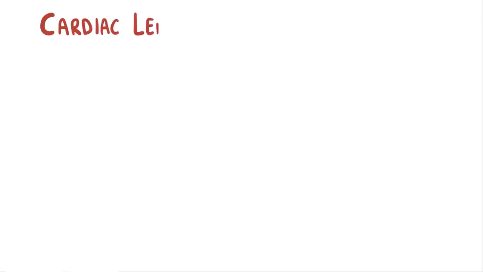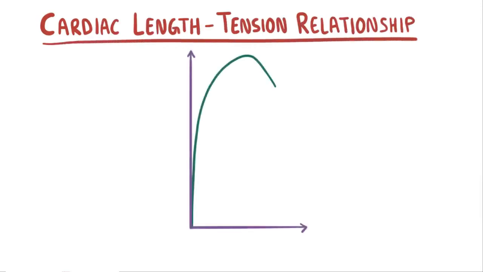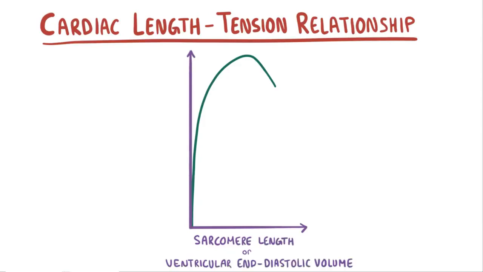This relationship is known as the cardiac length-tension relationship, and it can be shown by this graph, with the sarcomere length or the ventricular end diastolic volume on the x-axis, and the tension or pressure developed within the ventricle during their contraction or systole on the y-axis.